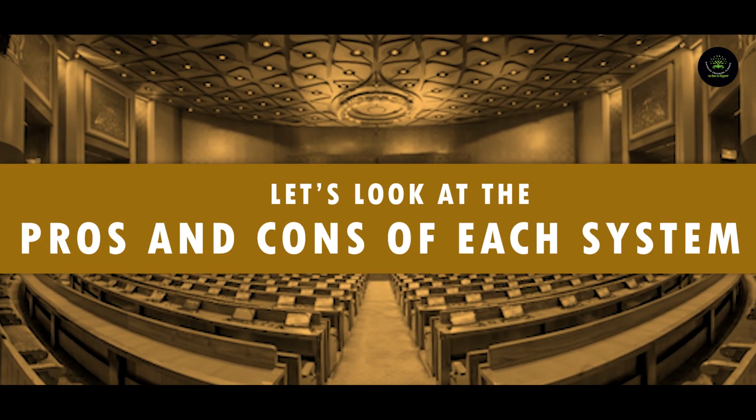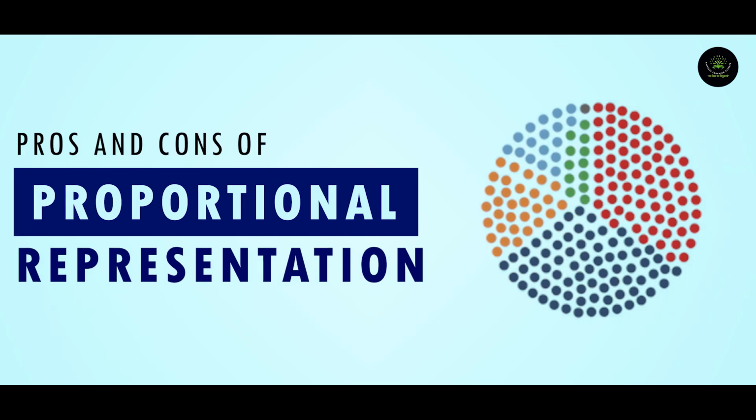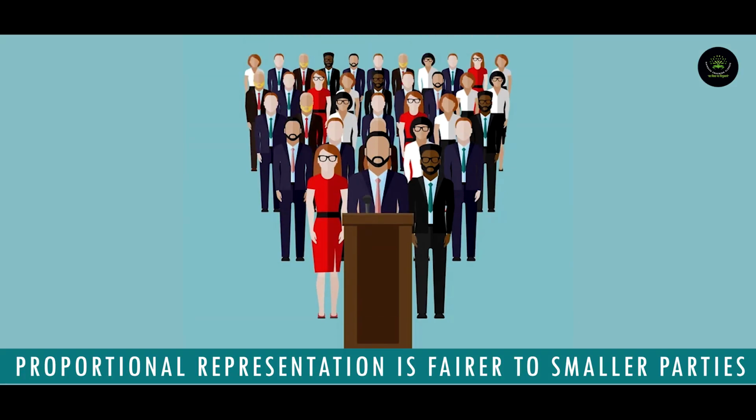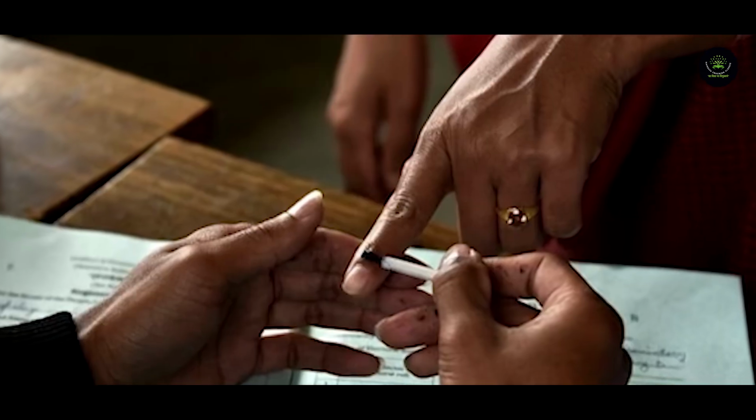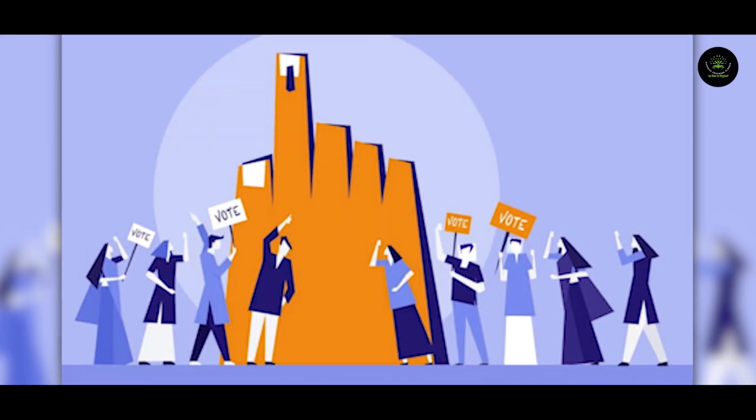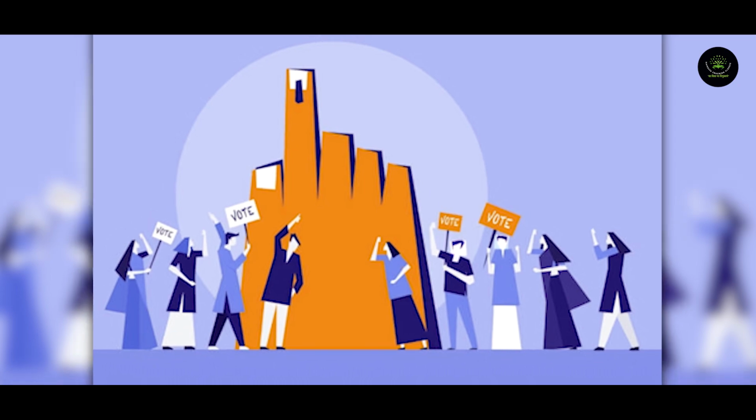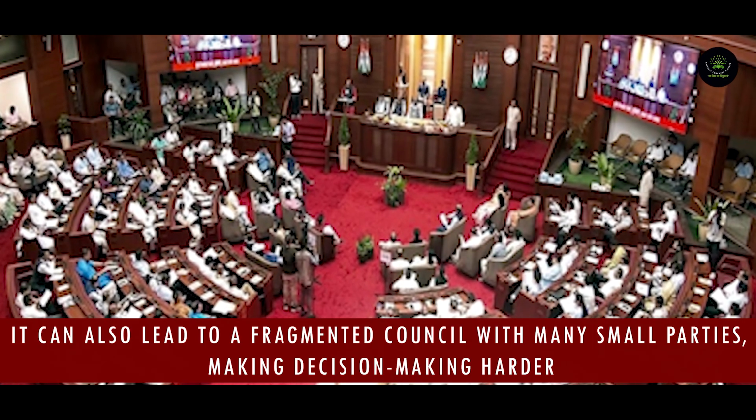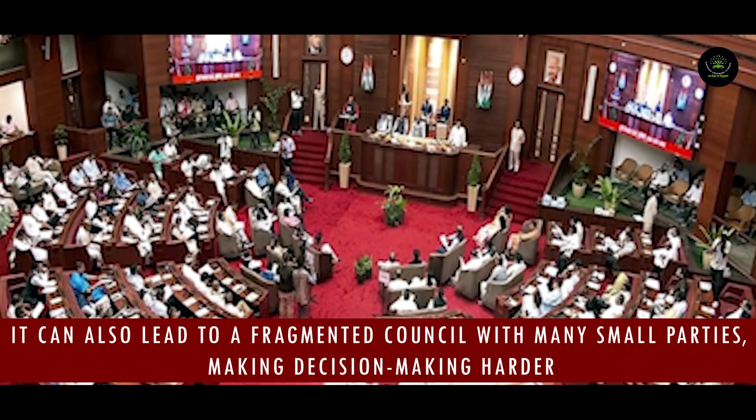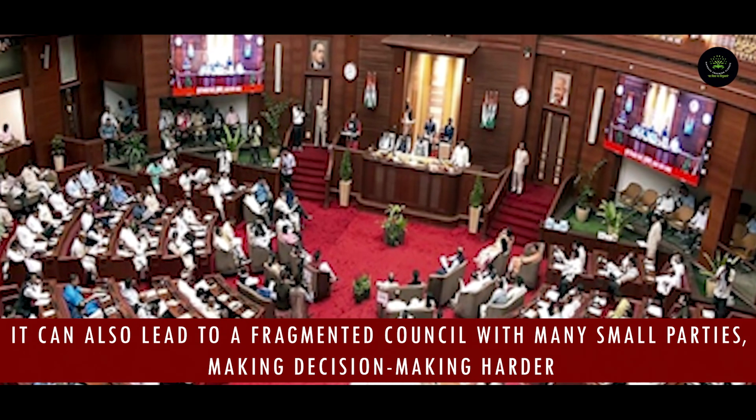Let's look at the pros and cons of each system. Pros and cons of proportional representation. Proportional representation is fairer to smaller parties. It makes sure that every vote counts and reflects the diversity of opinions in the population. But it can also lead to a fragmented council with many small parties, making decision-making harder.